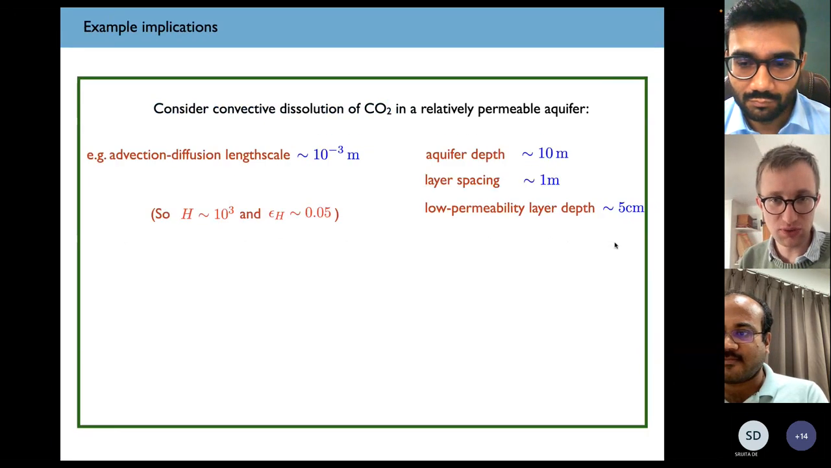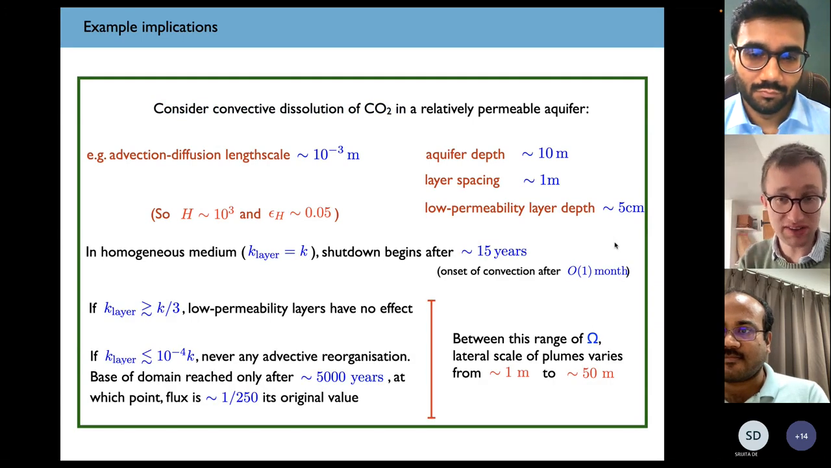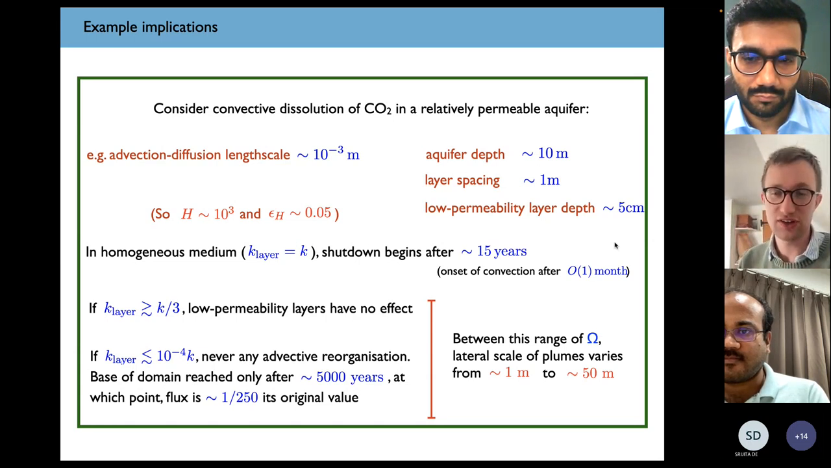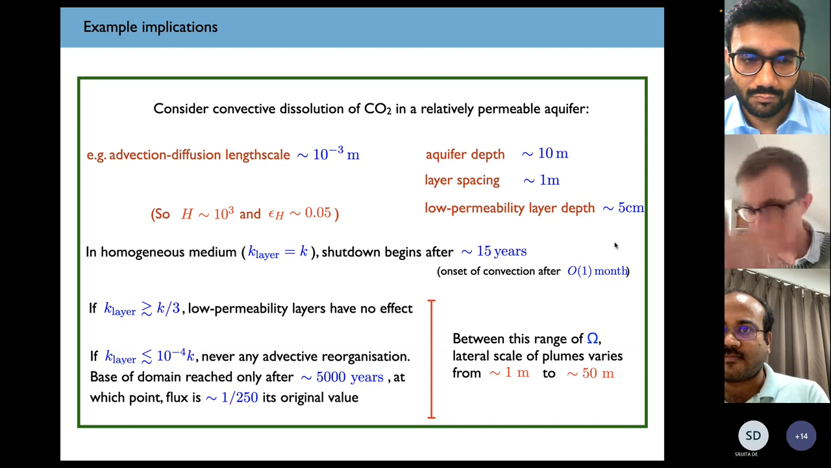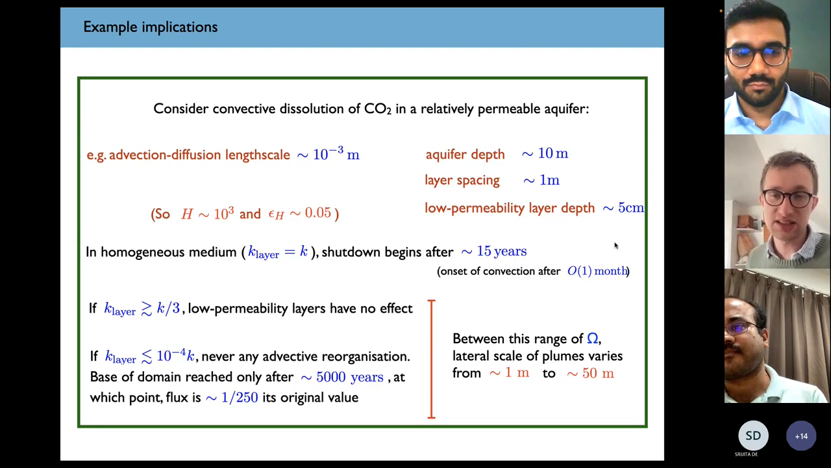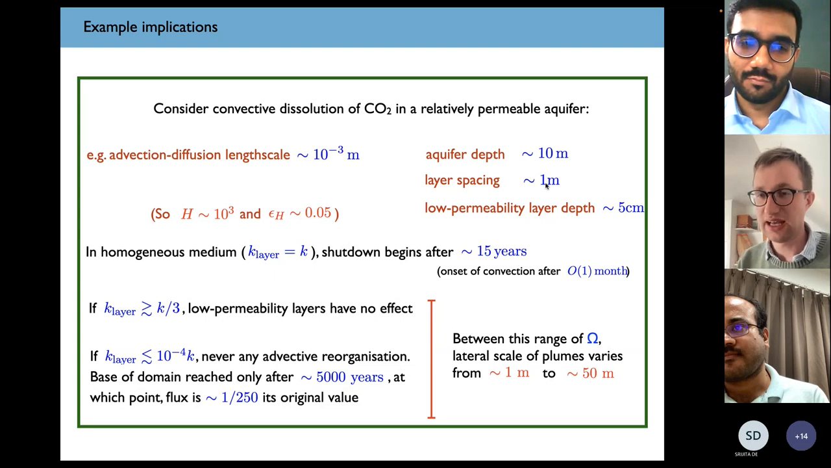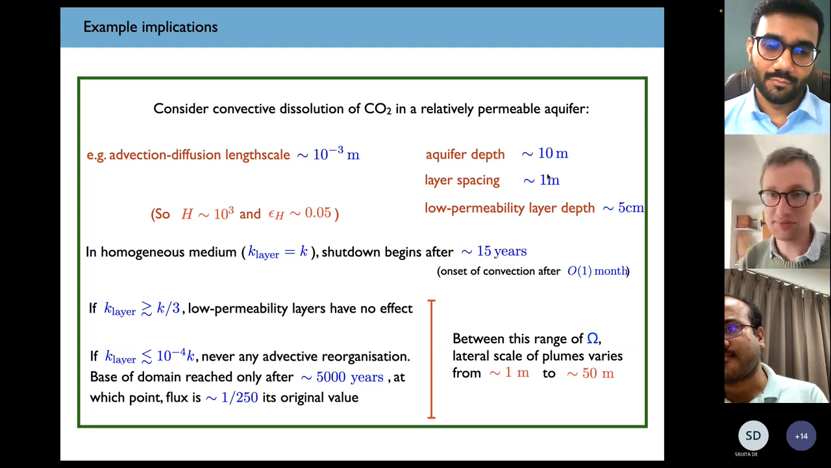If I've got time to show one slide more, this one ties back to the original application. If you care about this in terms of some physical situation, you can use these kind of models to learn qualitative points. So this is completely an example. In some sense, I made up these numbers, but I put them into the model and said, suppose the aquifer is 10 meters deep. So it's 10 meters from the top to the bottom.